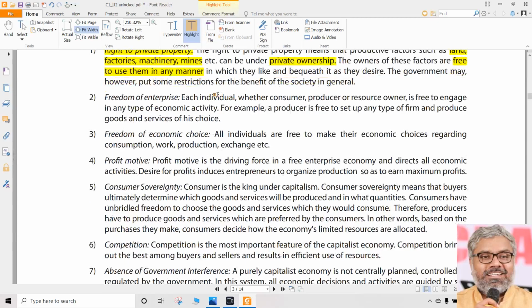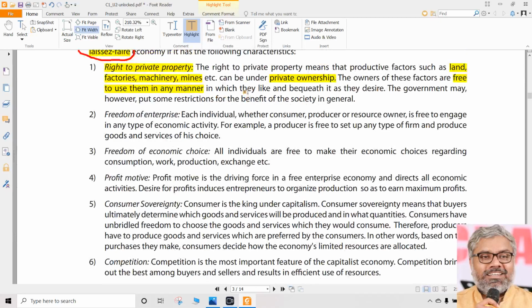It will let the private property owners deal with those resources in the manner they feel good, as long as it is not very dangerous to the society. Government generally does not interfere into that. So that is what is right to private property, we can say.